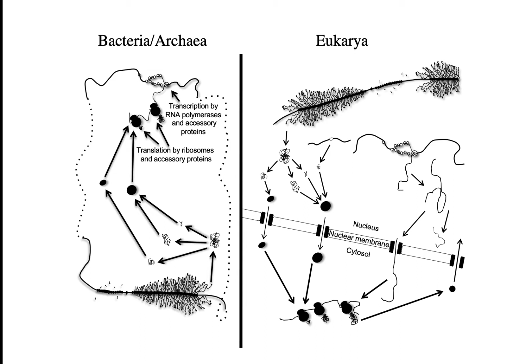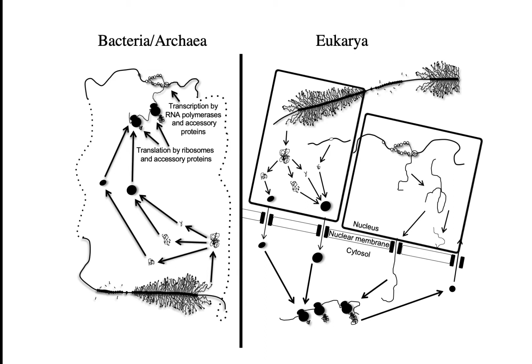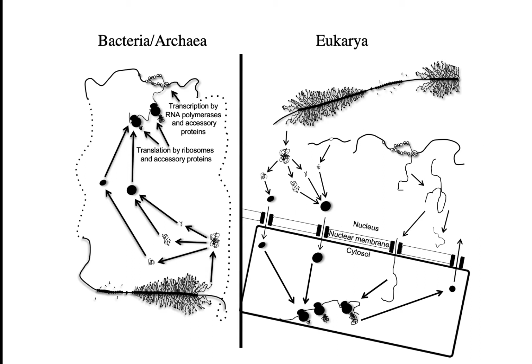In eukaryotes, there's a difference because you have the ribosomal RNA genes and the mRNA genes being transcribed in the same location, but translation occurs out in the cytosol. So both the mRNAs and the ribosomes have to be exported out into the cytosol, and then translation occurs out there for many of them. Some are also translated in the endoplasmic reticulum, so that's a different compartment.